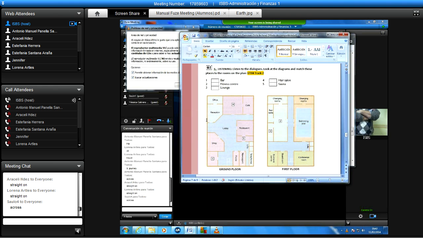4. Excuse me, is this the way to the hair salon? Yes, it is. It's over there behind the hotel shop. 5. Could you tell me where the hotel sauna is? Yes, it's in the fitness center.